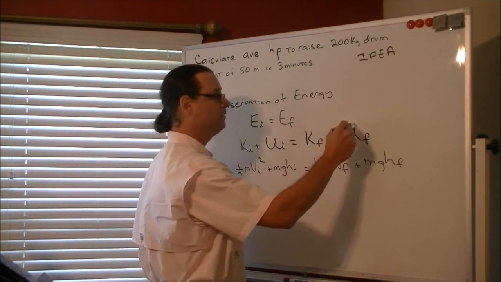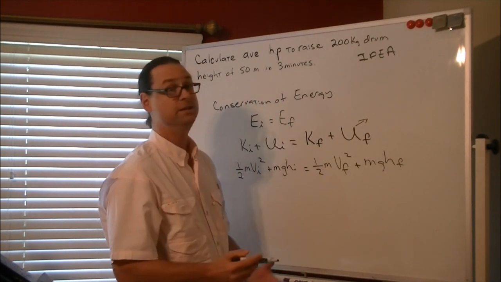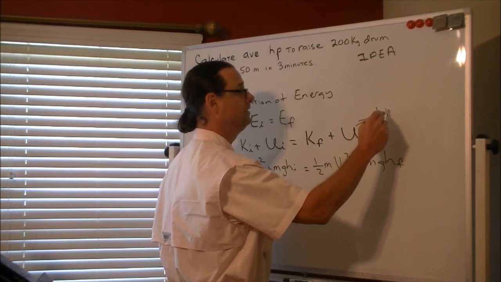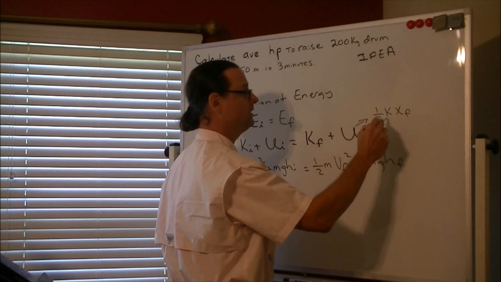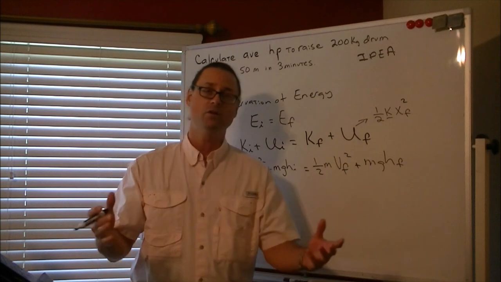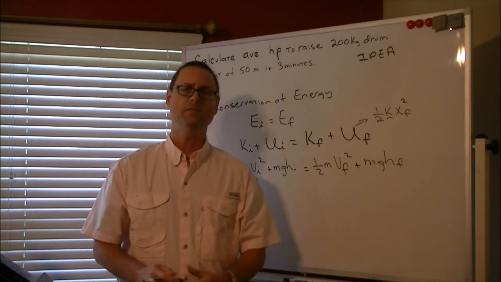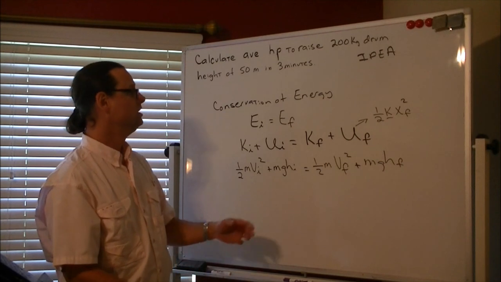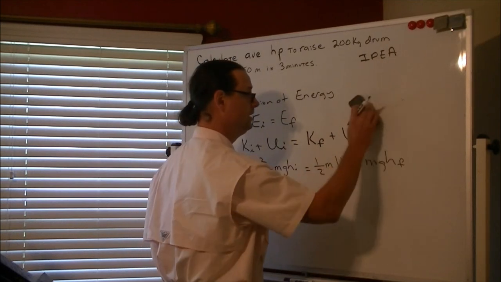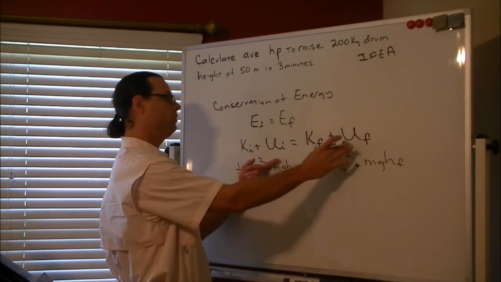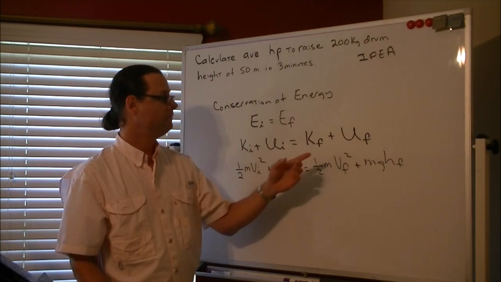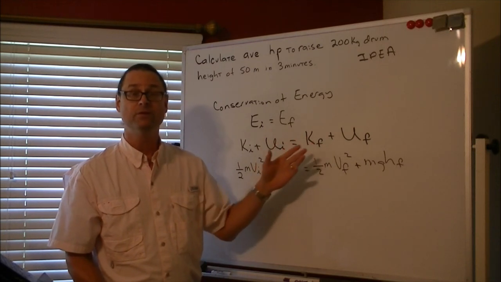There are other cases where your potential energy, say from compressing a spring, might look more like 1/2 k x final squared, where the k is a spring constant, and there are different kinds of potential energy that come in depending on the problem that you have. So the idea of conservation of energy, or conservation of mechanical energy here, is that the total amount of energy, kinetic plus potential, is conserved in the system, but you can trade back and forth between different kinds of energy.